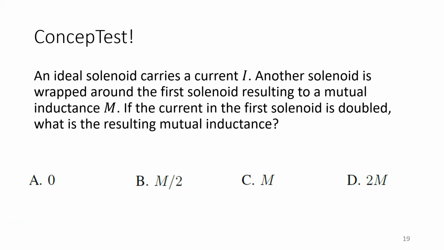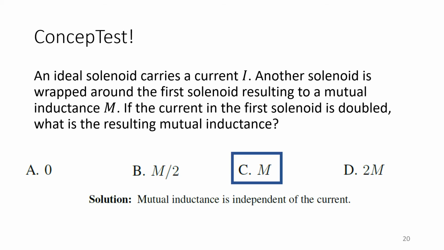Trying another question, an ideal solenoid carries a current I. Another solenoid is wrapped around the first solenoid. Well, you get the point. It's the same setup. If the current in the first solenoid is doubled, what is the resulting mutual inductance? So instead of looking for total magnetic flux as in the previous question, we're looking for how it changes mutual inductance. To give a hint to this question, remember one of the more important details about M in vacuum. The answer should be C. M should just be geometry dependent in vacuum, and changing currents should not change its value.